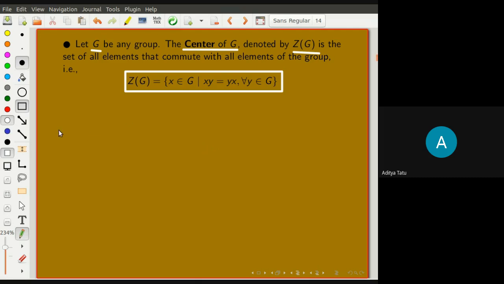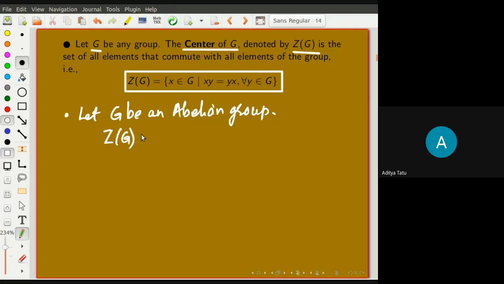Again, let's take the same example, D3. Okay, now maybe before D3, a simpler example. Let G be an abelian group. In that case, what is the center of the group? G. Okay, so this is a result that is true for every abelian group. Let's then go to the next example, D3.